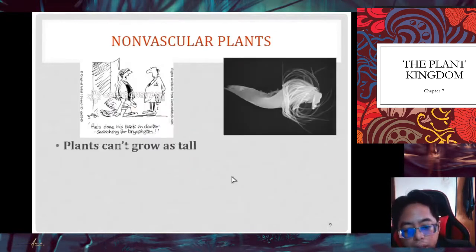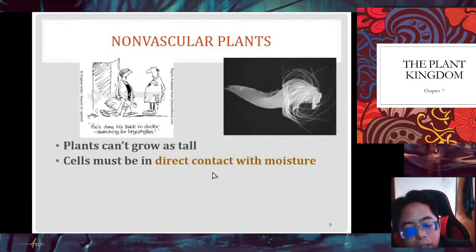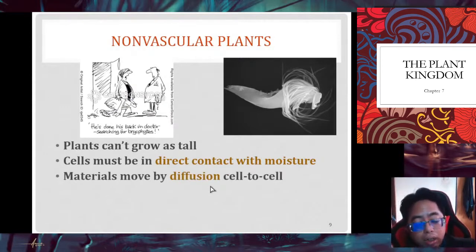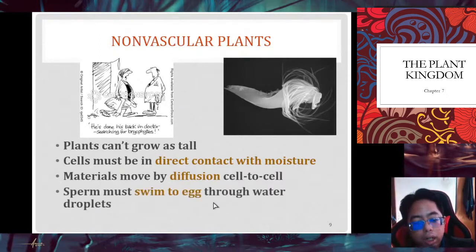Okay, so the plants in the bryophytes, they do not grow as tall, and the cells must be in close contact with moisture, and materials move by diffusion cell to cell. Okay, so it is very, very close. They will give the water to the neighboring cell. They will pass the water around, and they don't have pollen, they have sperm.